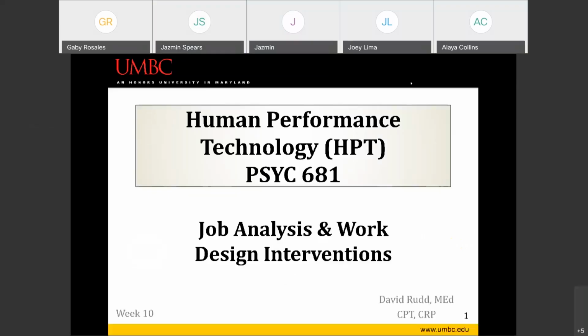And welcome to week 10. And as you can see on the screen, this week we're going to cover job analysis and work design interventions. Now, this group of interventions mainly focuses on the worker and also how the organization can develop some type of framework for the employees to optimize performance. And that's what we're all about, is optimizing performance.